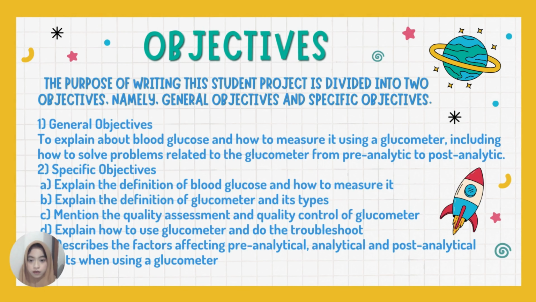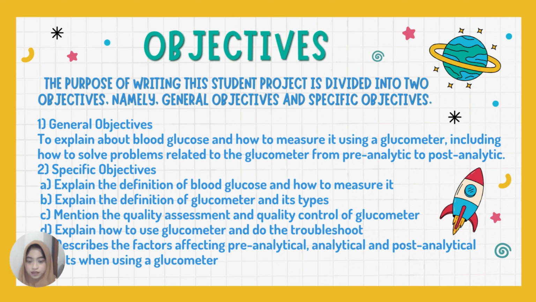The purpose of writing this student project is divided into 2 objectives, namely general objectives and specific objectives. The first is general objectives, to explain about blood glucose and how to measure it using a glucometer, including how to solve problems related to the glucometer from pre-analytic to post-analytic.